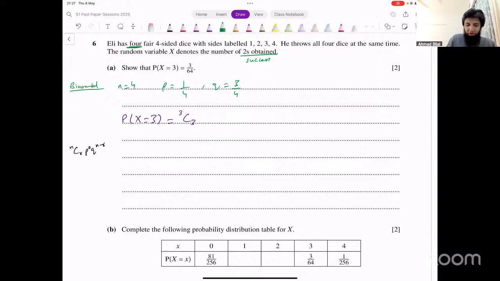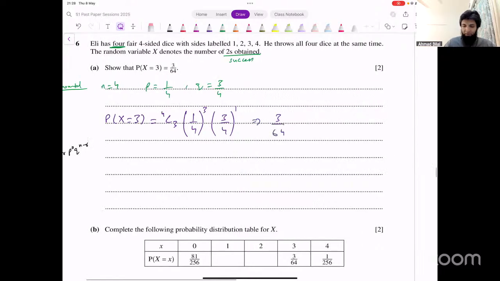We want the probability of x equals 3. N is 4, so that's 4C3 into 1 over 4 raised to power 3 into 3 over 4 raised to power 1, and that's going to give us the result. You can see what that is. 4C3 is 4 into 3 over 4 raised to power 4, and that simplifies to 3 over 64. You'll just put this in a calculator directly. Don't show the step. And that will give you 3 over 64. All right. That's the first part.